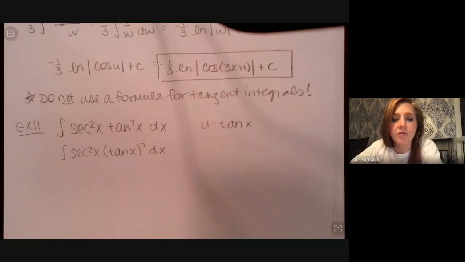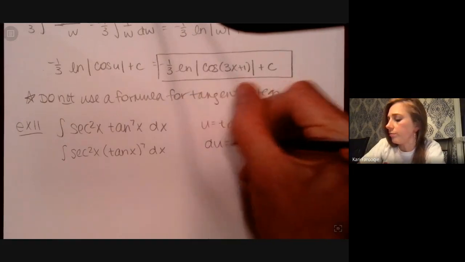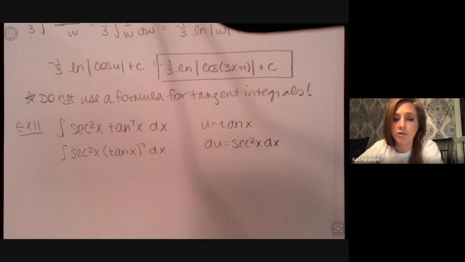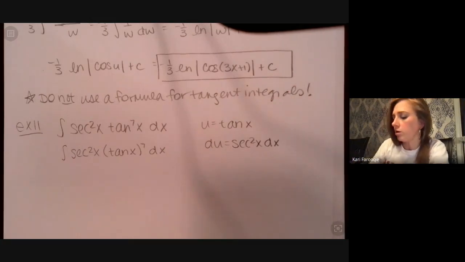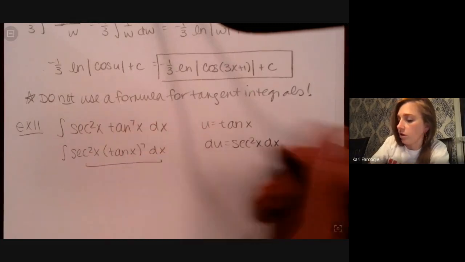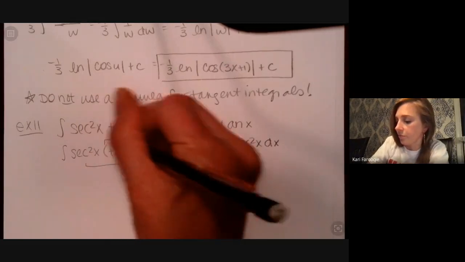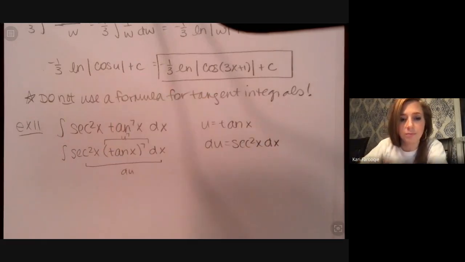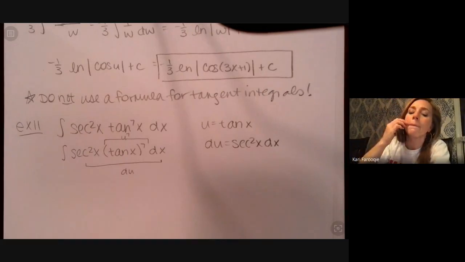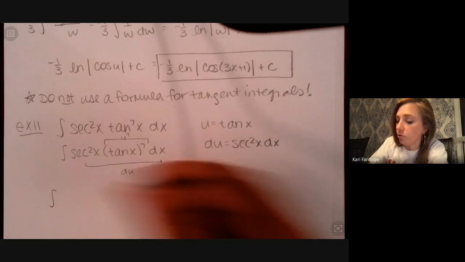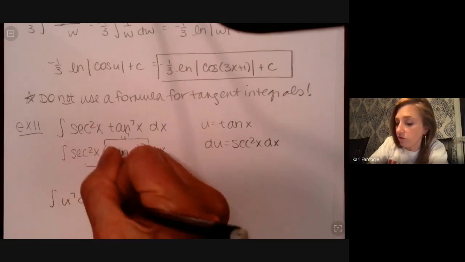Okay. So we'll let u be the tangent of x. Du is the secant squared of x dx. Now we're going to take something that looks a little more complicated and really simplify it down. Secant squared x dx is du. Tangent x to the 7th will become u to the 7th. So when we rewrite this in terms of u, it just looks like u to the 7th du.